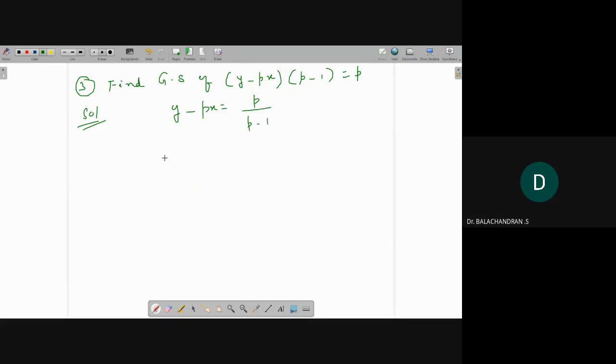So y equal to Px plus P by P minus 1. Now this is of the form y is equal to Px plus function of P, which is a Clairaut's equation. So general solution is y is equal to Cx plus C by C minus 1.